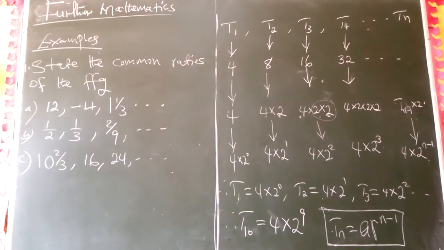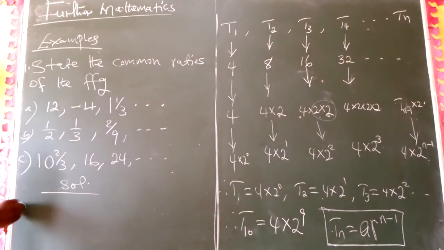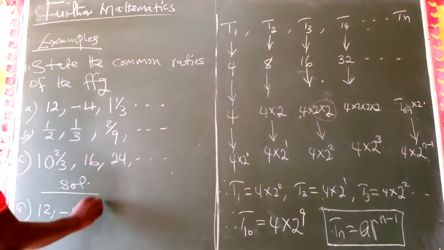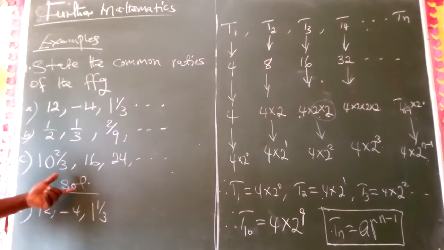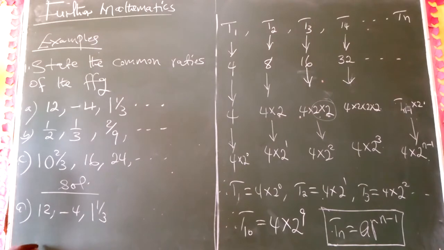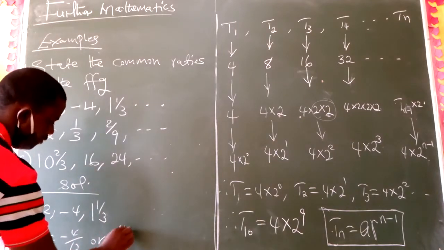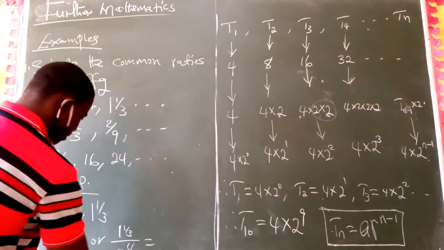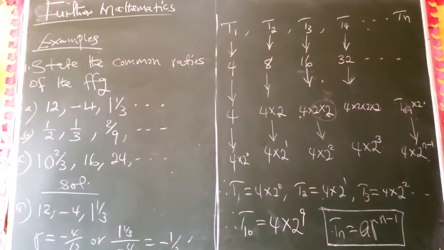So, what's the first one? Solution. A. We have the GP 12, minus 4, 1 whole number 1 over 3. Common ratio, as we said, is a term divided by its preceding term. So the common ratio here is going to be minus 4 over 12, or 1 whole number 1 over 3 over minus 4. In each case, we're going to have minus 1 over 3. See? That's the common ratio.